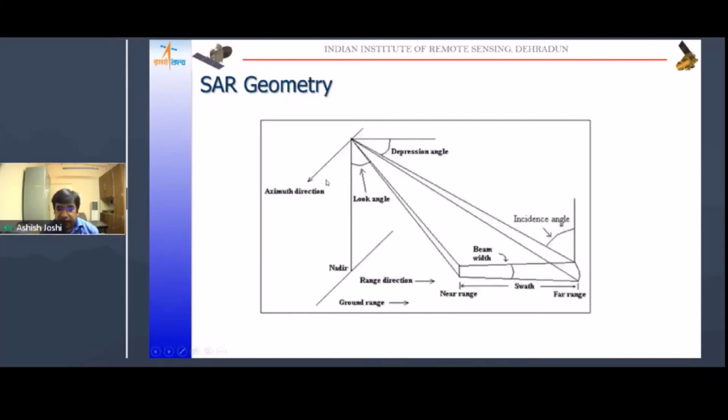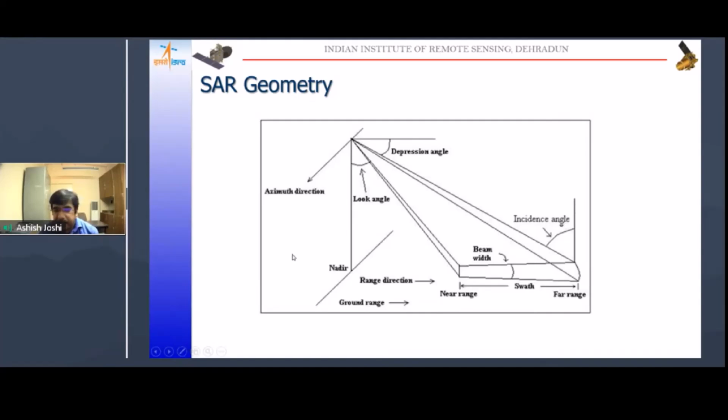Okay, so we have this one. If this is the azimuth direction, then this is the nadir. And if this is the SAR beam, then the angle it makes with the nadir is called the look angle. And the angle it makes with the horizon is called the depression angle. This is the range direction, and this is the near range. This is the far range, and the distance between near and far range is called the swath. This is the beam width, and this is the incidence angle, which the SAR beam makes with the normal to the surface.